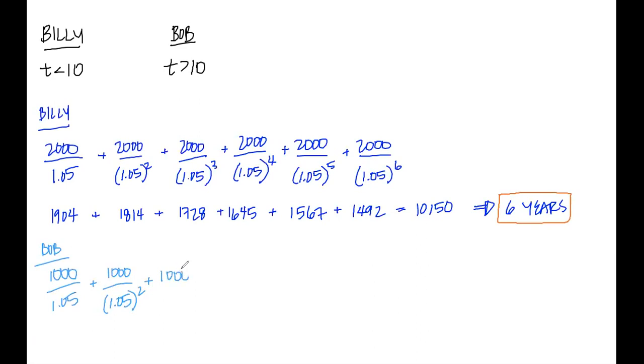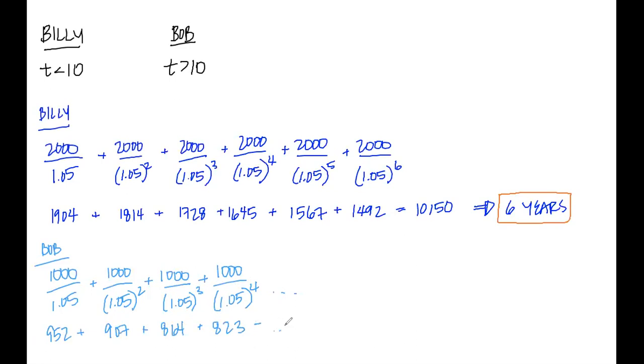Squared. So we know we would have to write out at least all these terms at least to the 10th power. So we have 952 plus 907 plus 864 plus 823.